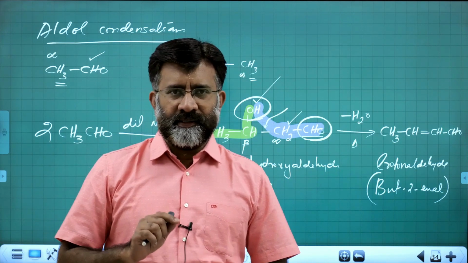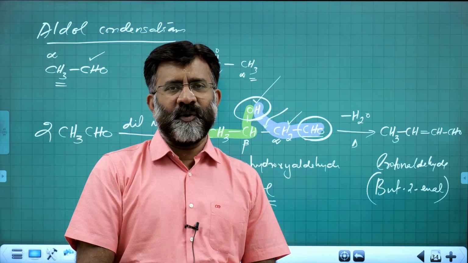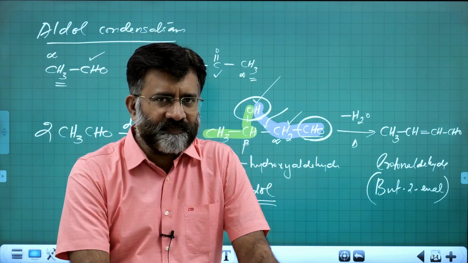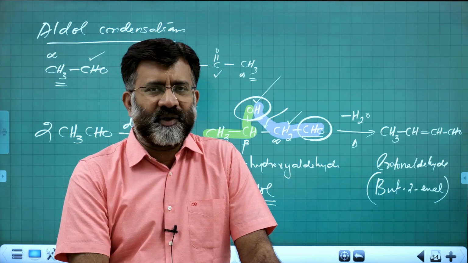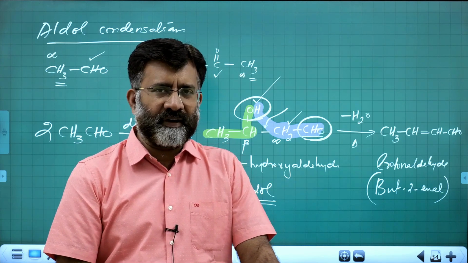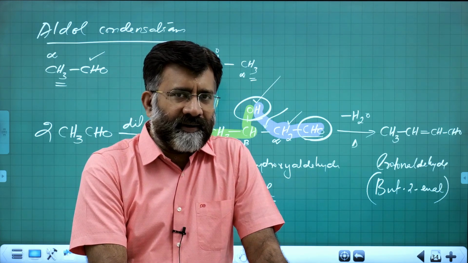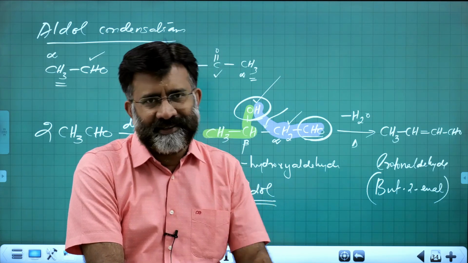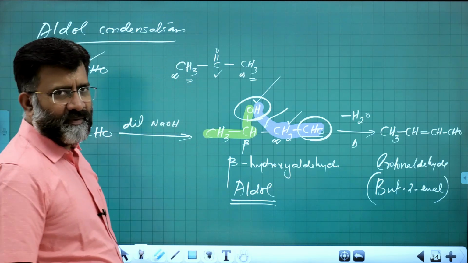So aldehydes or ketones which have alpha hydrogen undergo a condensation process. You get aldol. What is aldol? Beta hydroxyaldehyde. Beta hydroxy ketones will be called ketols. Whether aldol or ketol, we commonly refer to it as aldol condensation. It is driven by the alpha hydrogen atom. The acidic nature of the alpha hydrogen actually triggers the reaction. Hope you get the point. So this is the aldol product given by ethanal.